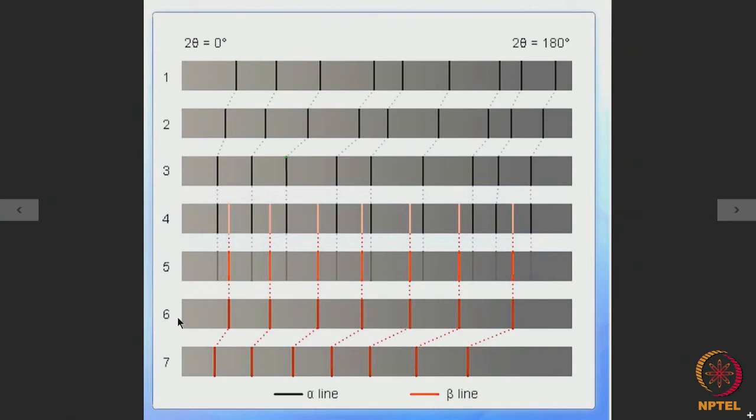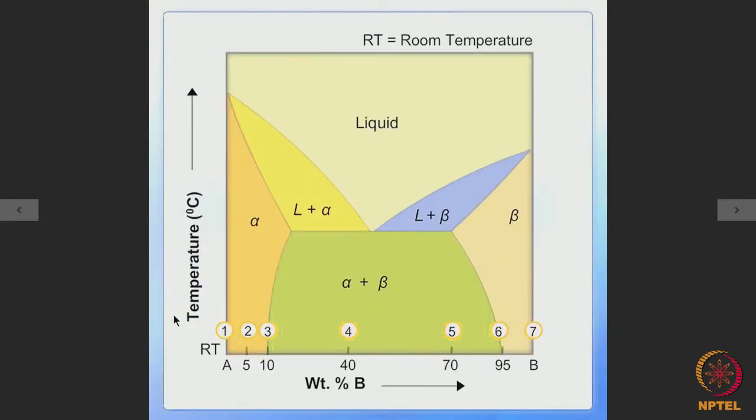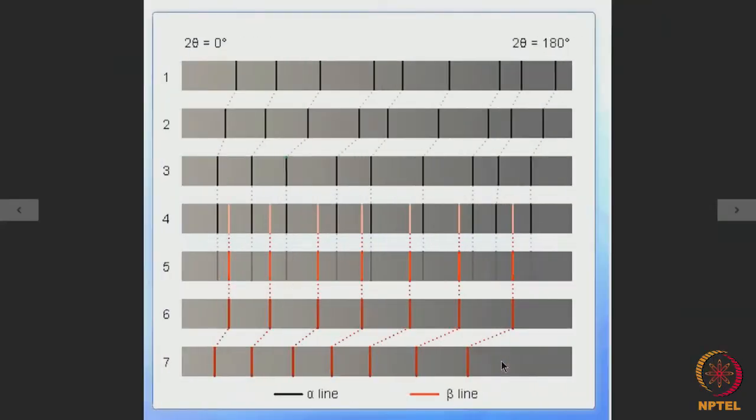Now if we go back to the phase diagram, what we will find, as we go from alloy 6 to alloy 7, then the beta will be more enriched in the B component. So what will happen? The lattice parameter or the d values will shift to lower theta values, and that is exactly what happens here. You see, this is beta and this is the B component, and you see the lattice parameter shifts to lower theta values.